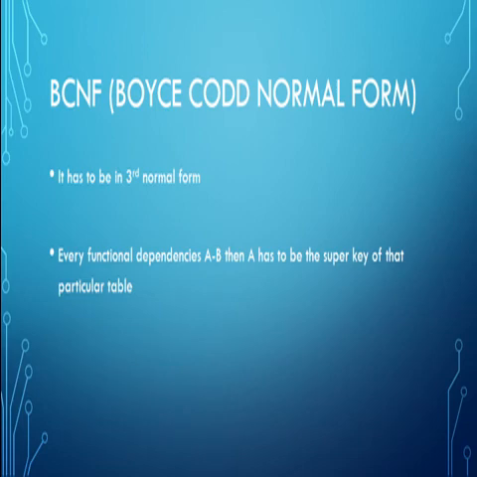Now let's talk about Boyce-Codd normal form, which is also known as 3.5 normal form. The condition of this normal form is that it has to be in third normal form, and for every functional dependency A to B, A has to be a superkey of that particular table, whatever that means.